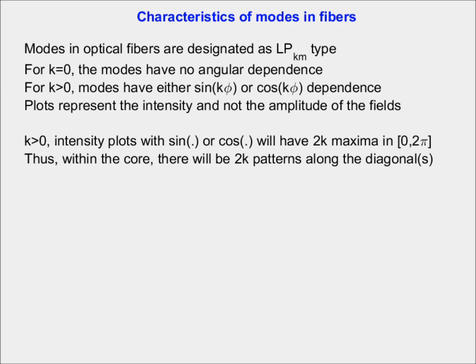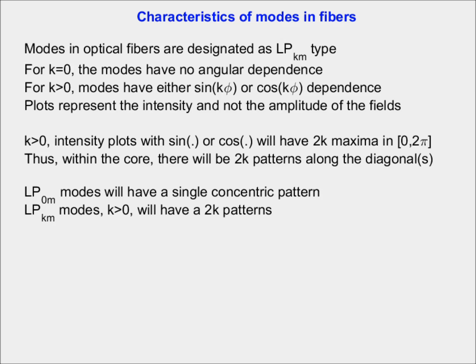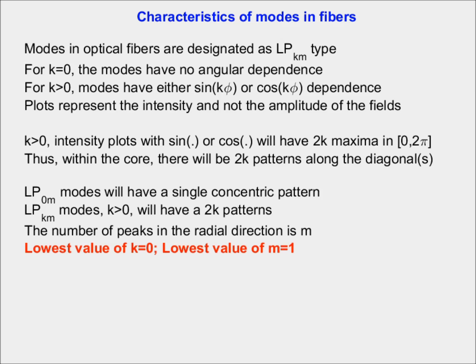For K equal to 0, we have a single concentric pattern indicating no angular dependence. For K larger than 0, we will have two K patterns inside the core indicating angular dependence. For the images, the center is the axis.